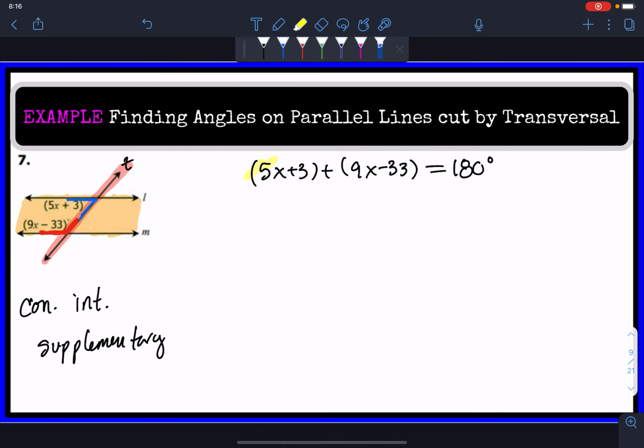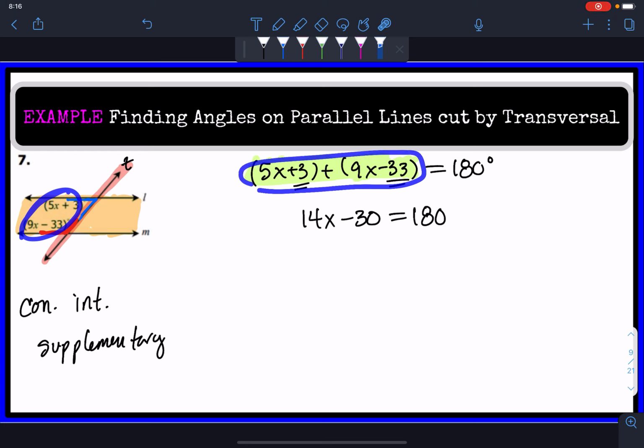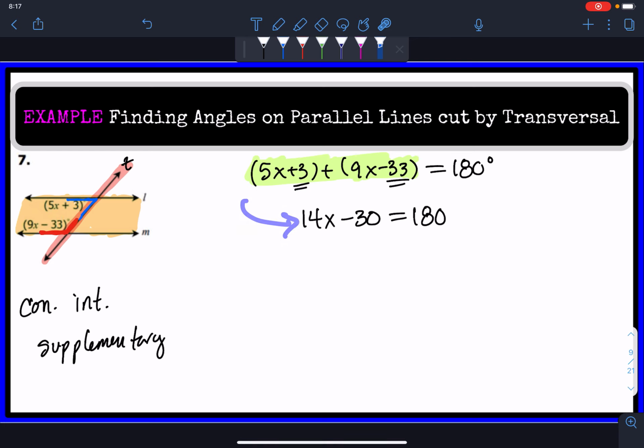But before we can have our letters to the left and our numbers to the right, I would have to simplify the left side of the equation, so I have a simpler form of that. So add the 9 and the 5, that's equal to 14x. Add the 3 with the negative 33, that's negative 30, and that's equal to 180. Normally we do that kind of work as mental math over here, but I'm just doing it right here to help you understand how I got that part.